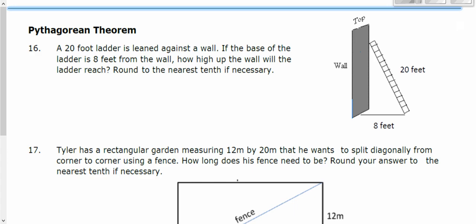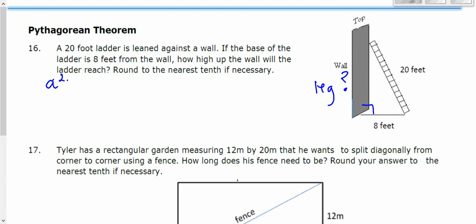Number 16. A 20-foot ladder is leaned against a wall. If the base of the ladder is 8 feet from the wall, how high up the wall will the ladder reach? Okay, so I have 8, I have 20, and I'm looking for this. So this is a leg of my right triangle. So I want to solve for a leg.